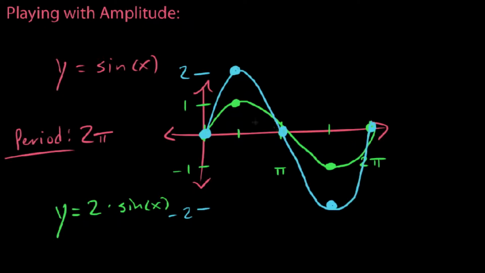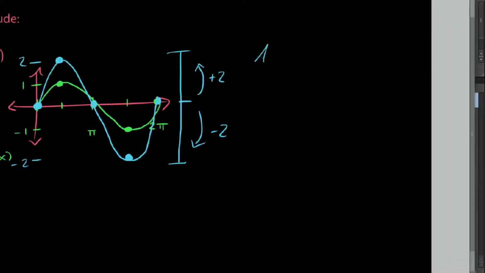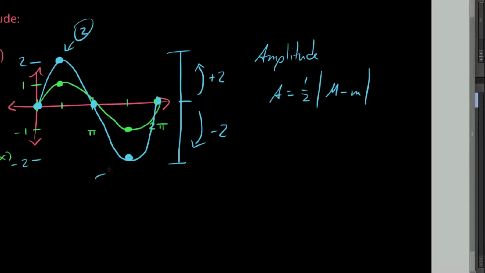But the amplitude, which is a measure of how far north and south it deviates from this center line, went 2 above, 2 below. Quite technically, let's recall the definition of amplitude: A is equal to 1/2 the absolute value of the maximum value minus the minimum value. In this case, the maximum value was a height of 2 and the minimum value was a height of -2. That's a total span of 4 units, and half of 4 is 2.